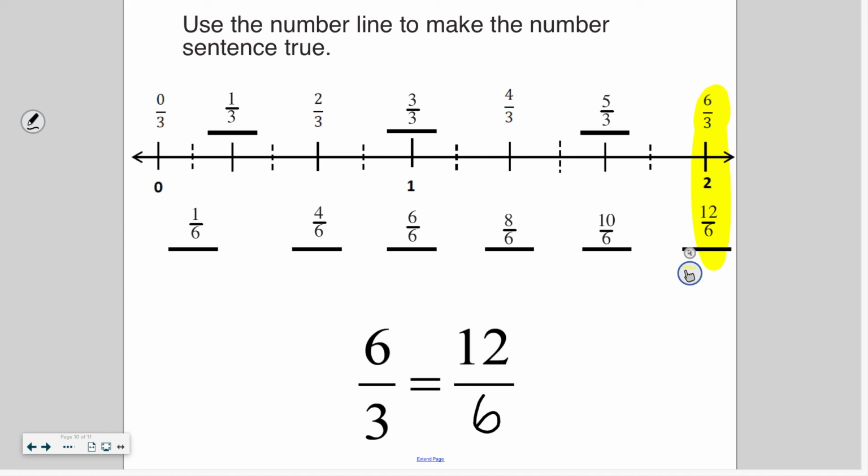Then those points that repeated, right? So for thirds and sixths, whatever point both fractions landed on, those fractions are equivalent. For example, 4/3 and 8/6 are equivalent. 6/3 and 12/6 that we just did are equivalent. They're equal to each other. Equivalent means equal. So similarly, you'll be placing or counting on a number line and then using those number lines to compare or find equivalent fractions in today's problem set.